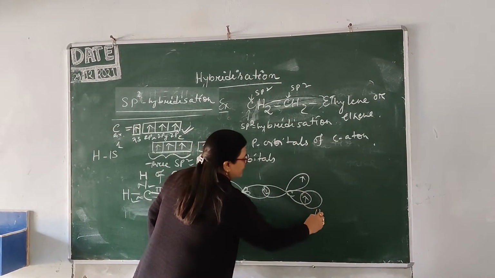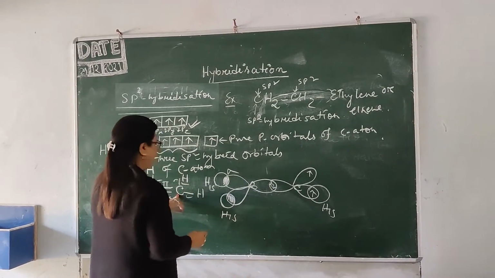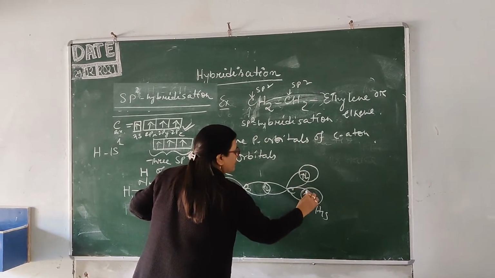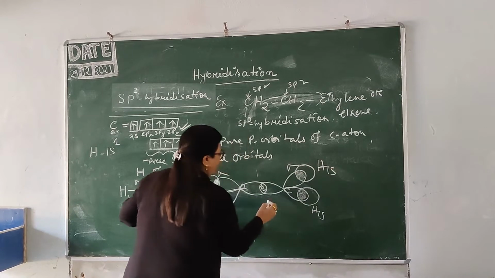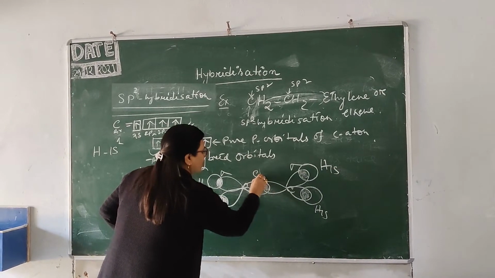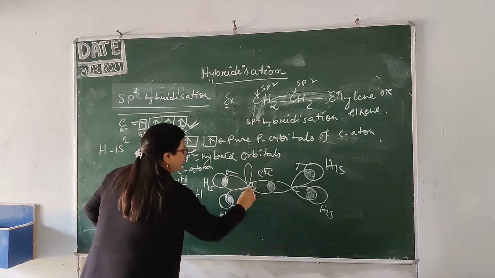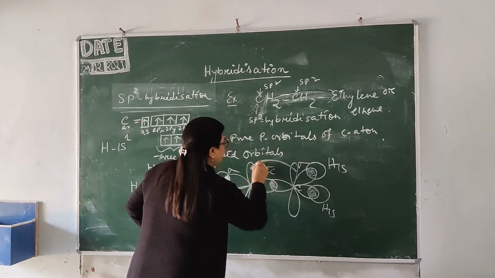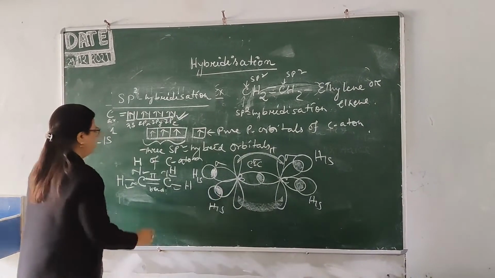This hydrogen 1s of this carbon atom will ultimately form one sigma bond with hydrogen 1s. That means this is the carbon-carbon sigma bond. Now, again, the pi bond is formed between the two carbons. This is the pi bond.